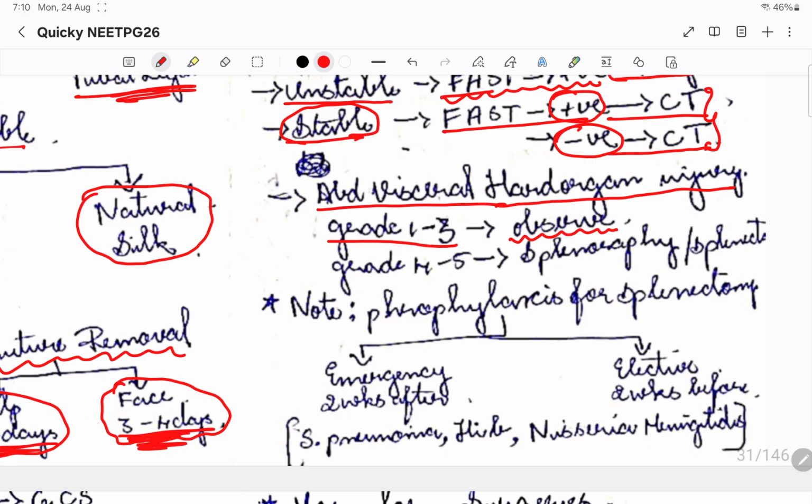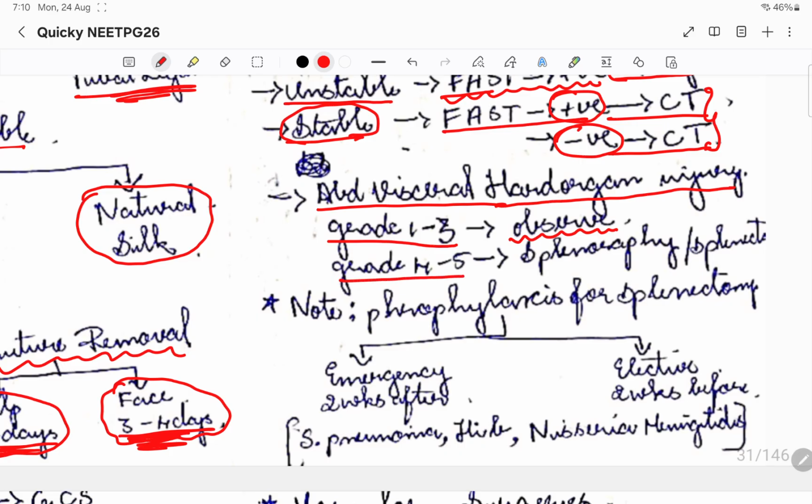You remember, right? We used to do this in general surgery postings. If there is a trauma patient, we used to measure the abdominal girth hour by hour. PGs used to make us stay there, and we used to take the abdominal girth size. This is what we used to do for grade 1 to grade 3.